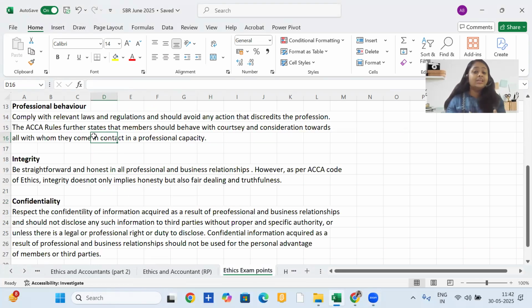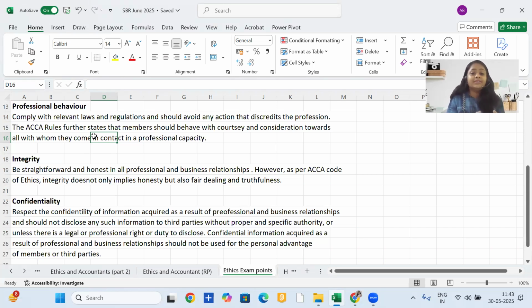Integrity essentially discusses being honest, being straightforward in all the business and professional relationships that the accountant is entering into. But please remember, even when you're writing your answers, integrity is not related only to being honest. It goes a way forward. That means it also relates to having fair dealings and being truthful.